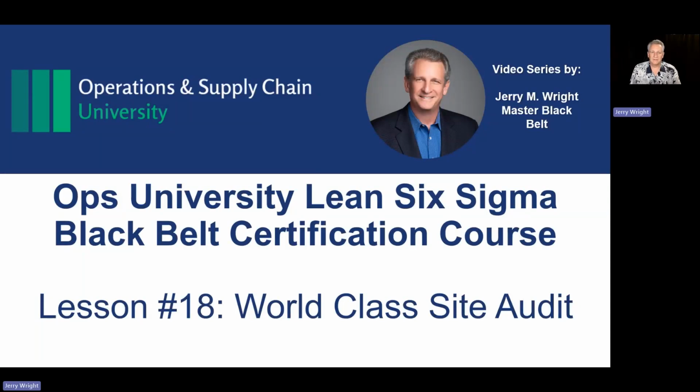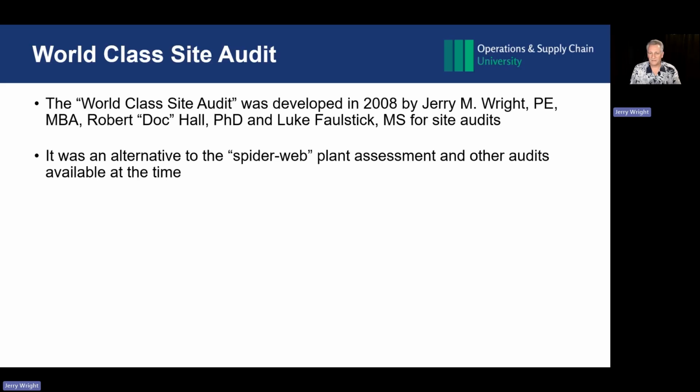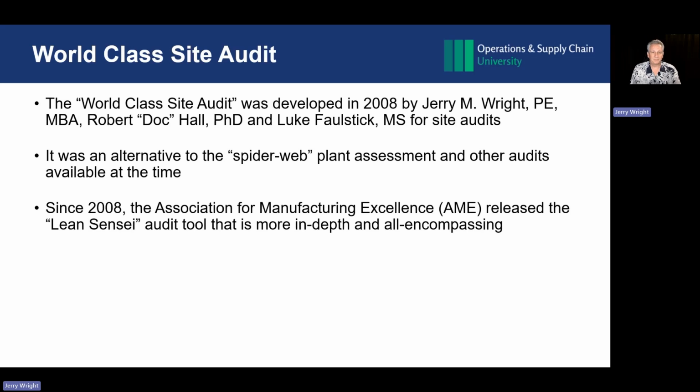I'm Jerry Wright. This is the Ops University Lean Six Sigma Black Belt Certification course, lesson number 18, World Class Site Audit. The World Class Site Audit was developed back in 2008 by myself, Doc Hall, and Luke Falstick, and we did this for site auditing purposes. It was an alternative to the spiderweb plant assessment and rapid plant assessment and other audits available at the time.